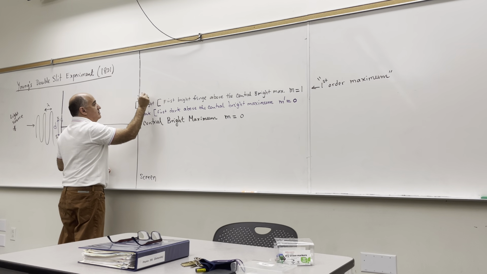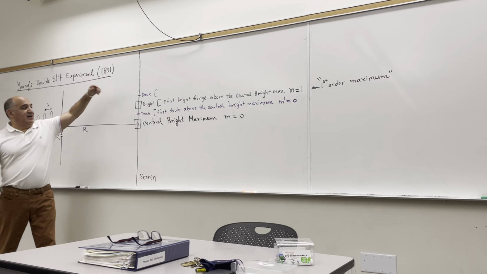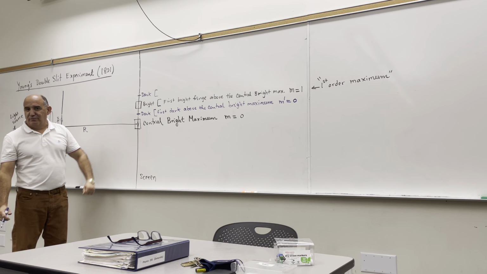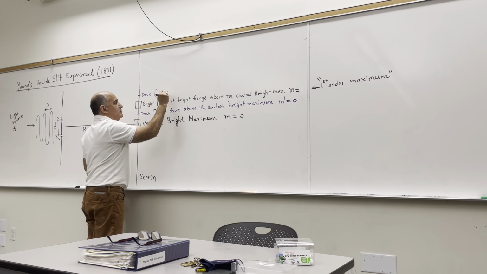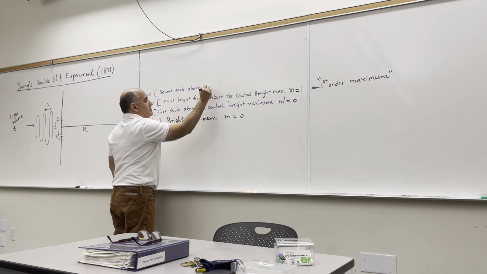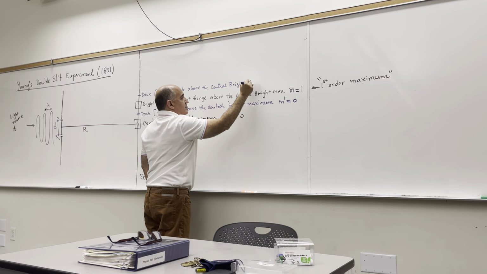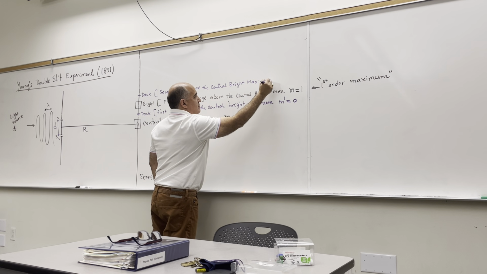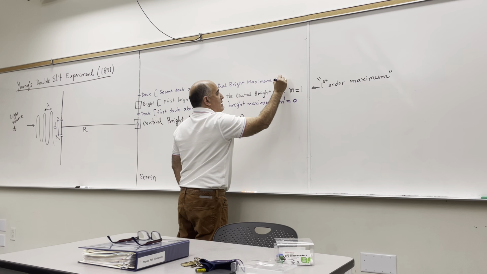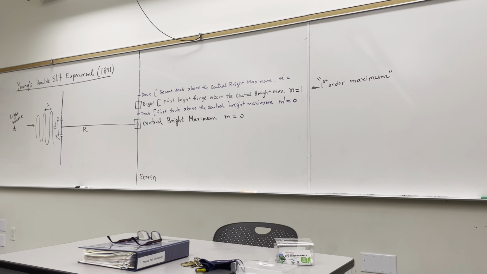So it'll be dark. What would you call that one? It's the second dark above the central bright maximum. And this corresponds to M prime equals what? What is the value of M prime in this formula that's going to give me 3/2 lambda? 1.